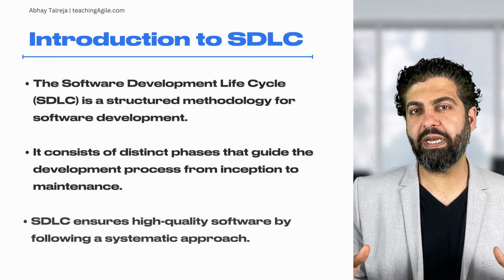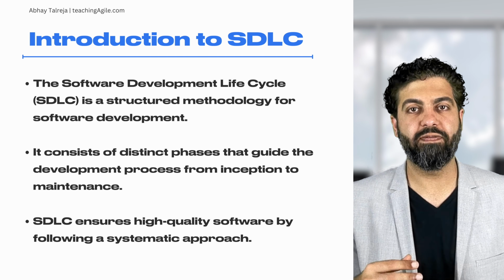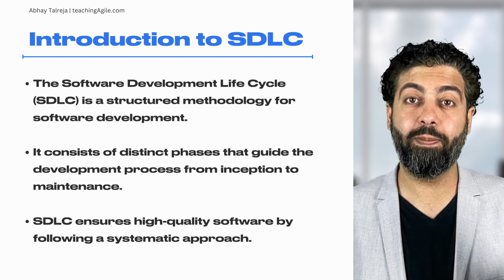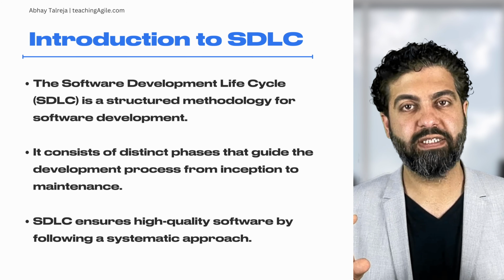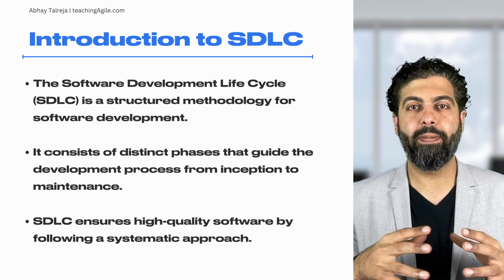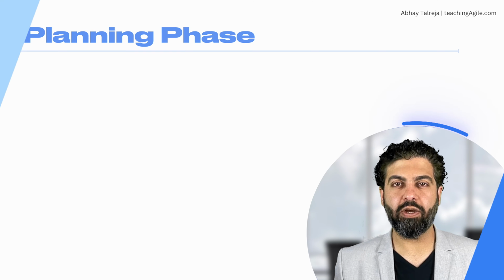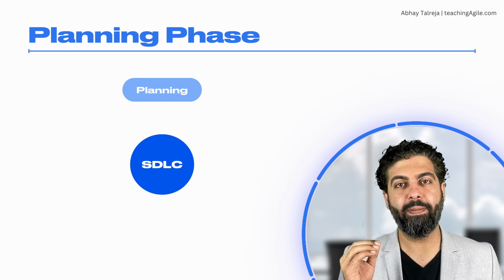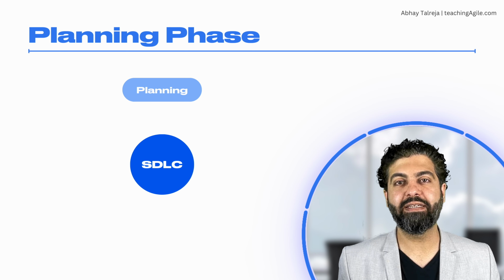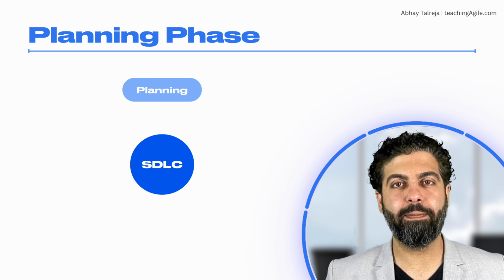The software development lifecycle is a structured methodology for building good software. It consists of distinct phases that basically take you from inception or planning to maintenance phase. SDLC ensures that you build a high quality software by ensuring certain standards that are put in place for each of the phases. Let's look at the first phase, which is nothing but your planning phase. We also call this inception. This is where you plant the seed for the tree that you want. Let's look at what happens in the planning phase.